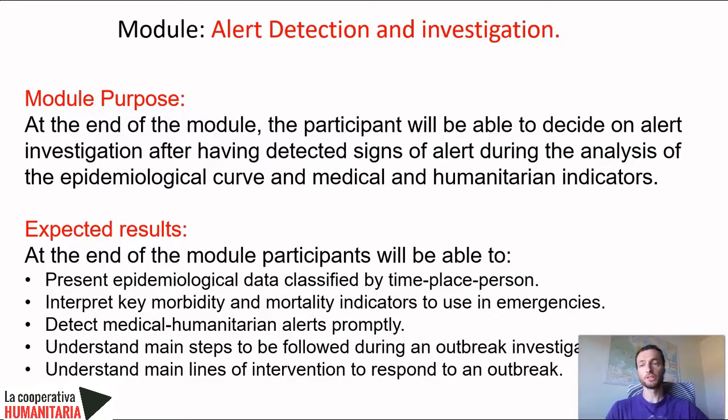So, first of all, the objective of the module will be that at the end of the module, the participants are able to detect signs of abnormality in a medical project, checking the medical and humanitarian indicators. So we want to explain how to classify information in time, place, person, how to interpret morbidity and mortality indicators. We will be able to detect humanitarian alerts promptly, and we're going to define the main steps to follow, for example, an outbreak investigation, and the main lines of interventions to respond to an outbreak.